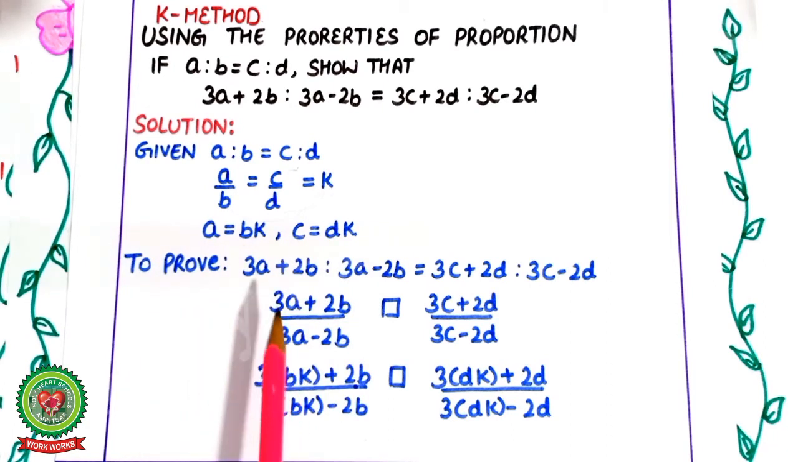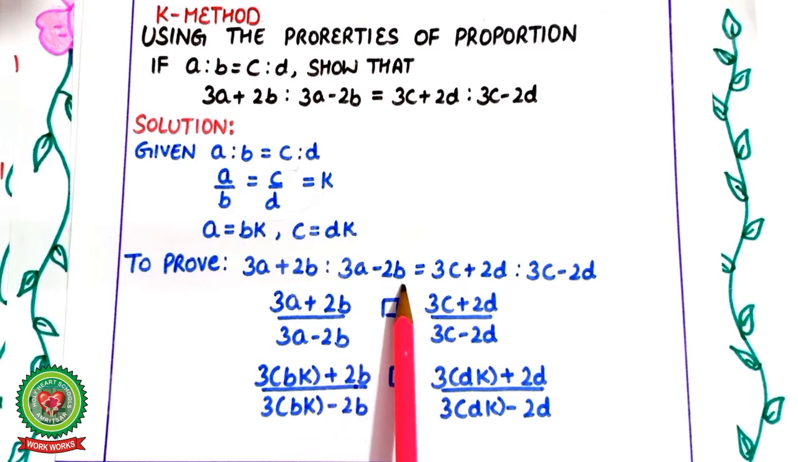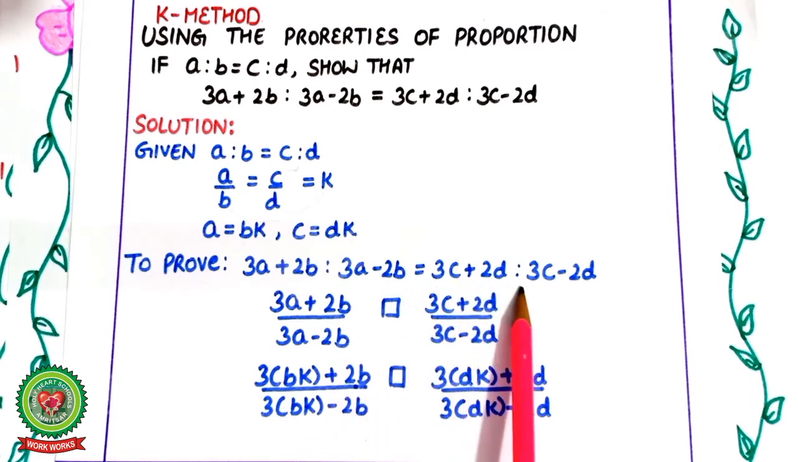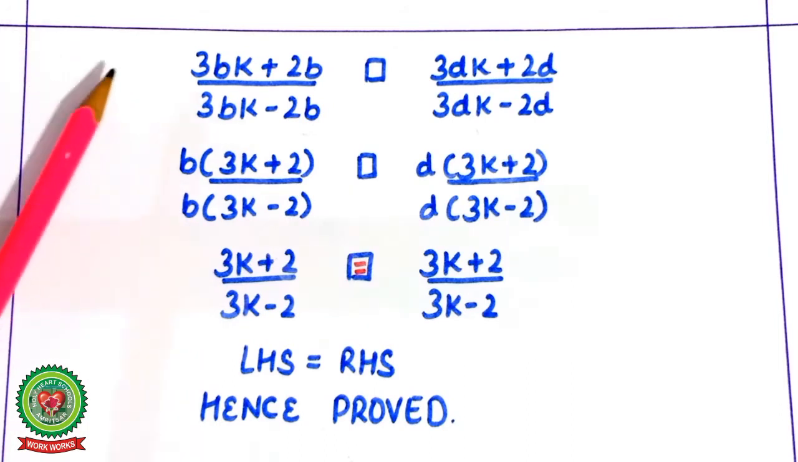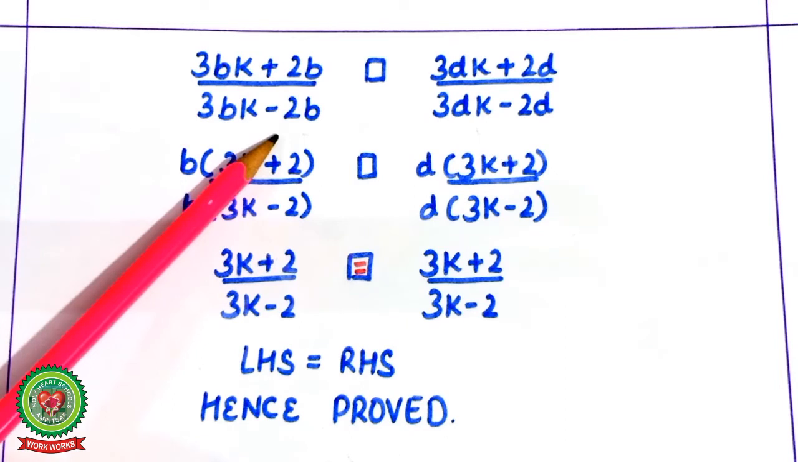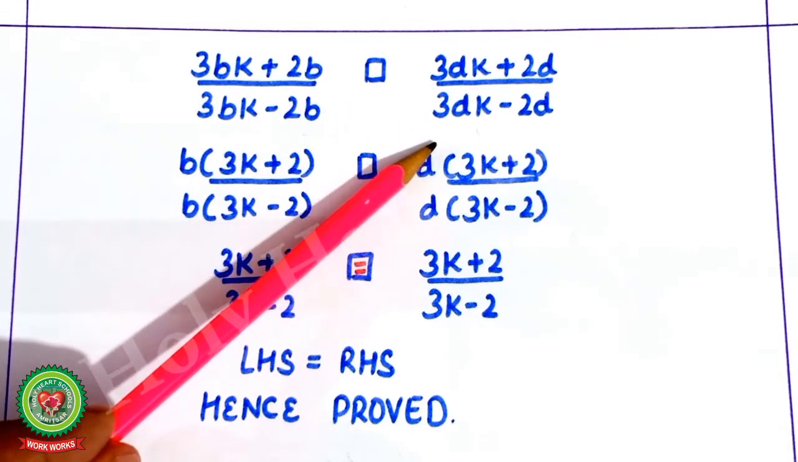Now to prove, the value is 3a plus 2b ratio 3a minus 2b equals 3c plus 2d ratio 3c minus 2d. To prove this, first of all write in fraction form. We have to prove left hand side equals right hand side. Now fill in the values of a and c here. The value of a is bk, so 3 into bk plus 2b upon 3 into bk minus 2b. And after filling the value of c equals dk, 3 into dk plus 2d upon 3 into dk minus 2d. After filling the values, left hand side is 3bk plus 2b upon 3bk minus 2b, and right hand side is 3dk plus 2d upon 3dk minus 2d.